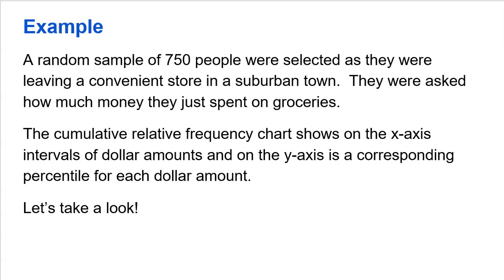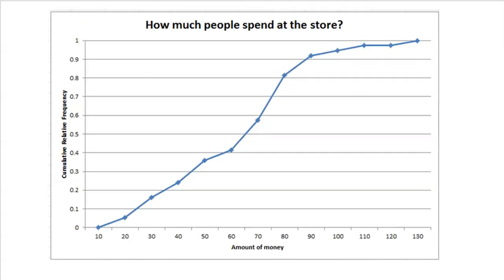The cumulative relative frequency chart shows on the x-axis intervals of dollar amounts, because that's what our data is. It's the dollars that these 750 people spent at the convenience store. And on the y-axis, the corresponding percentile for each of those dollar amounts. So let's take a quick look here. On the x-axis, we see the amount of money in dollars: 10, 20, 30, 40, 50, 60, 70, 80, all the way up. And on the left side, these are the percentiles, cumulative relative frequency.